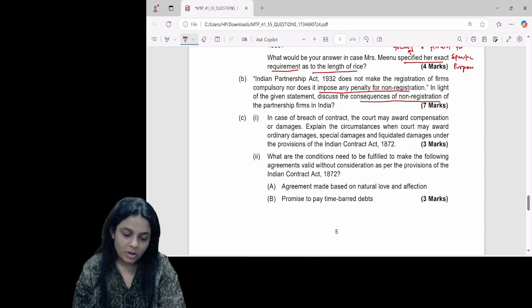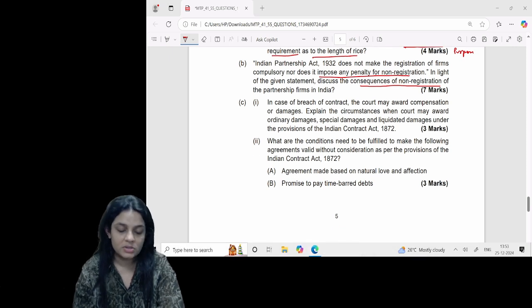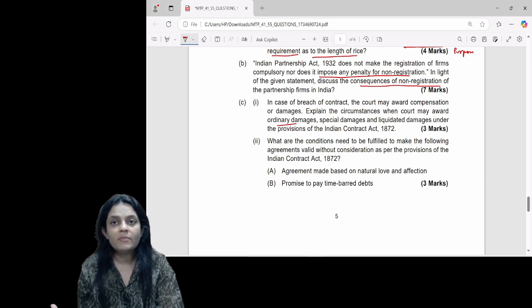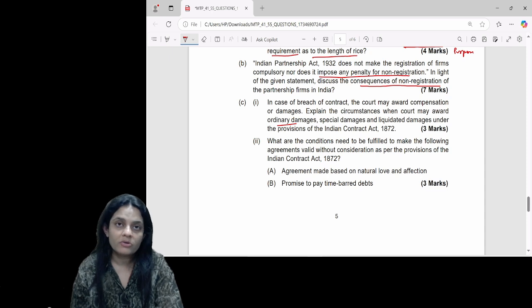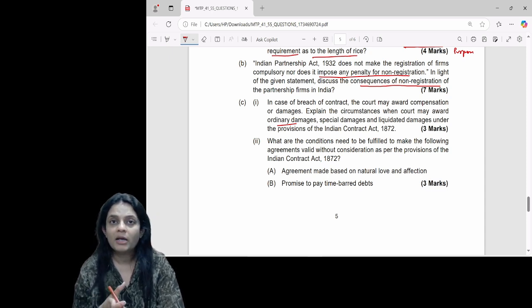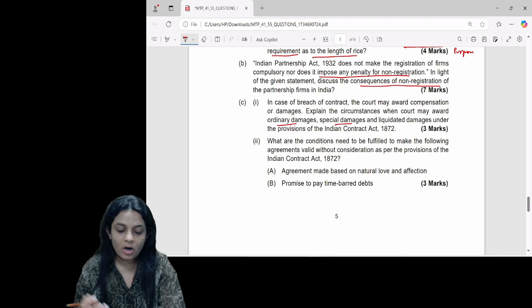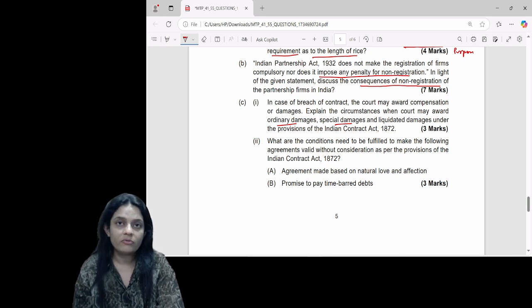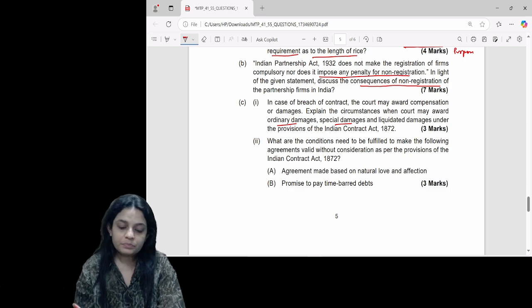In case of breach, the court may award compensation or damages. Explain the circumstances when the court may award ordinary damages. Ordinary damages are those which arise naturally in the contract and can be claimed as a right. It is basically the difference between market price and contract price. Special damages cannot be claimed as a right. You can only claim them when you have mentioned them in the contract, that is, a notice of the same is given.